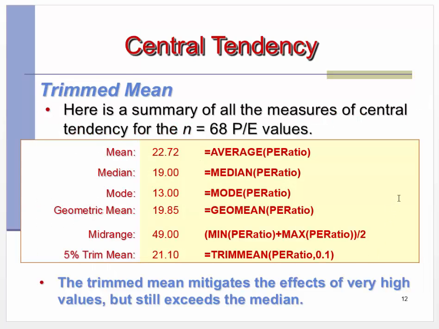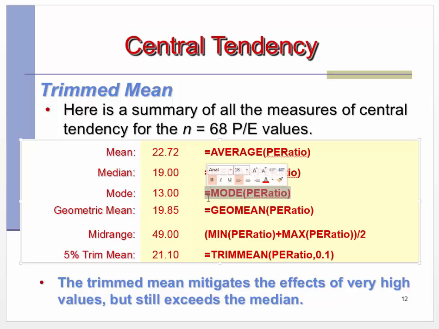So here's a summary of all the measures of central tendency for the PE ratios. The average, the mean, is 22.72, right? And this is how you get it from using Excel, okay? And the median is 19. This is how you get it from Excel. And the mode is 13 from Excel here. And geometric mean is 19.85. Mid-range is 49. And the 5% trimmed mean is 21.1. You can see the mid-range deviates from the other central tendency measures a lot, whereas the mean, median, and trimmed mean are very consistent.